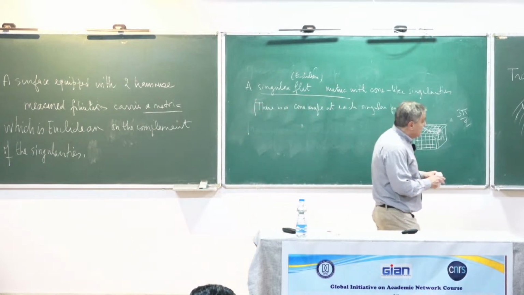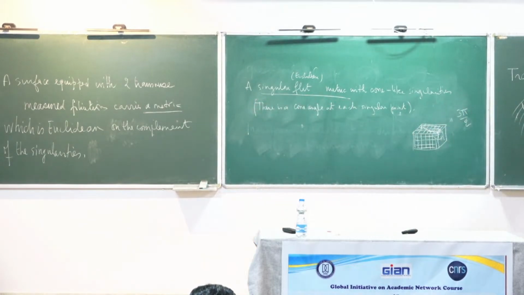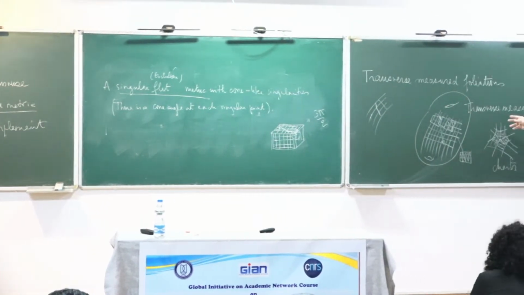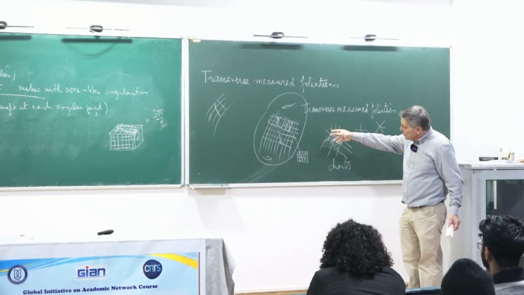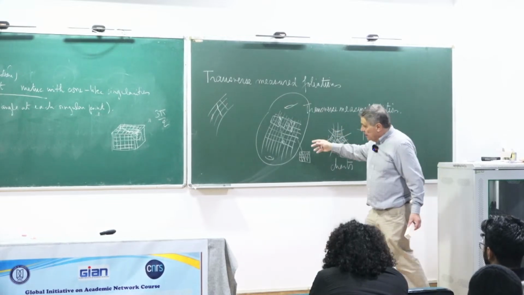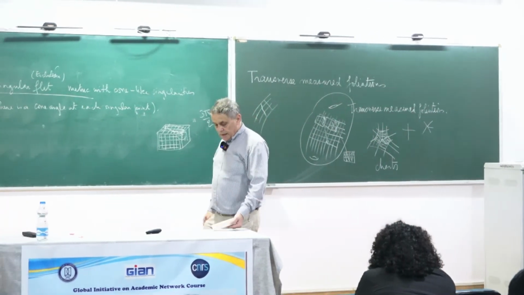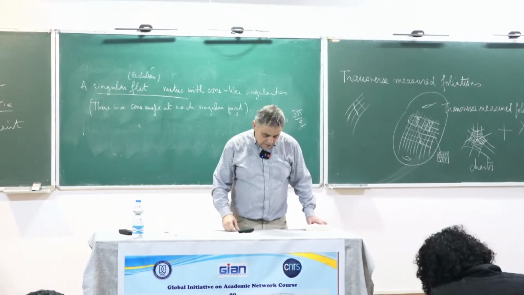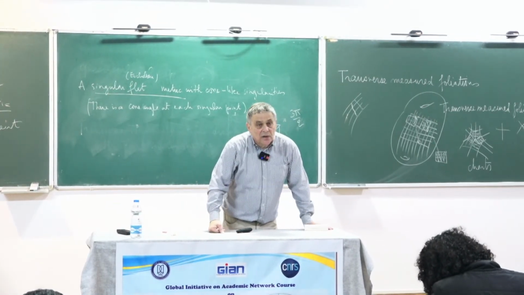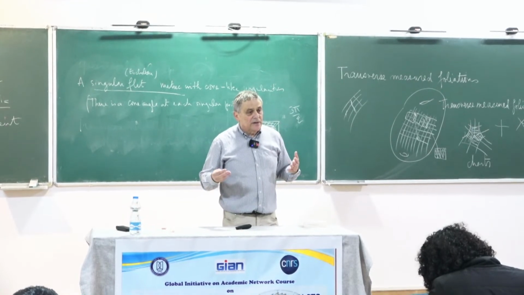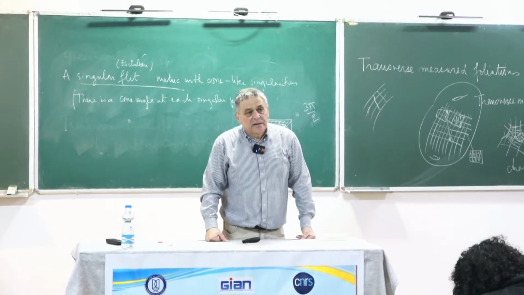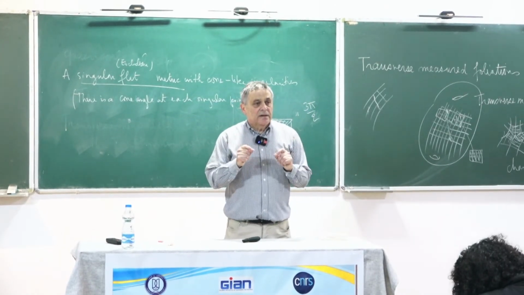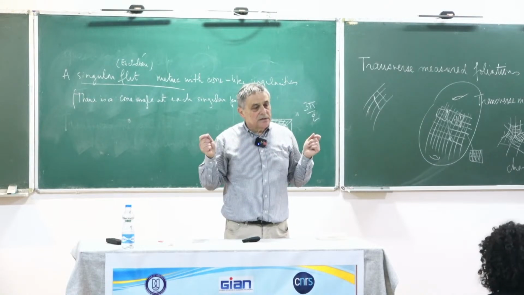I come back to my general surface equipped with two transverse measured foliations. What is the simplest thing I can do when I have two transverse measured foliations, or one measured foliation? If I have a measured foliation on the surface, I can obtain another measured foliation by multiplying the measure by some constant.